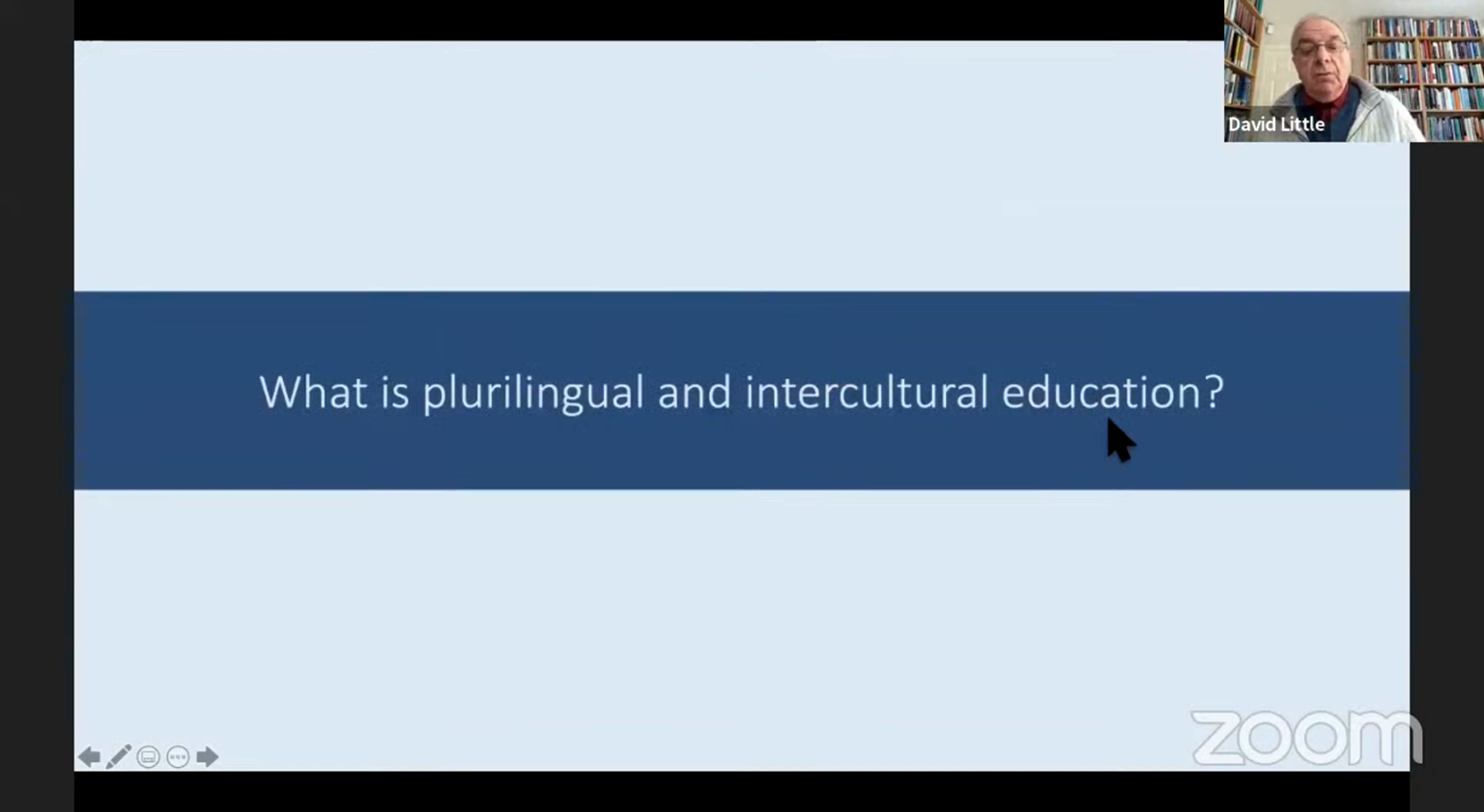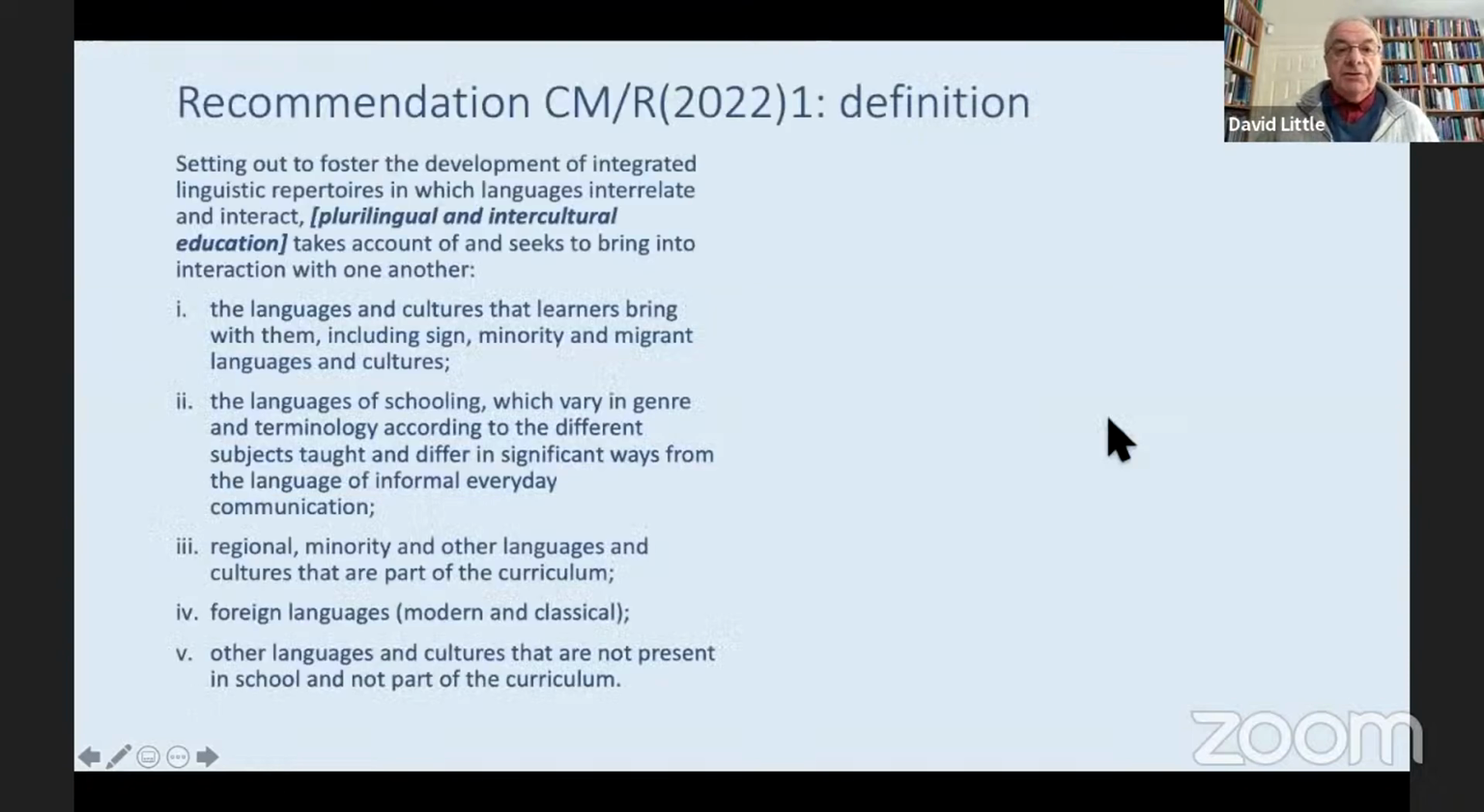First of all, then, what is plurilingual and intercultural education? Here's the definition provided by the recommendation. Let me take you through it, elaborating on it bit by bit. Plurilingual and intercultural education aims at the development of integrated linguistic repertoires in which languages interrelate and interact.